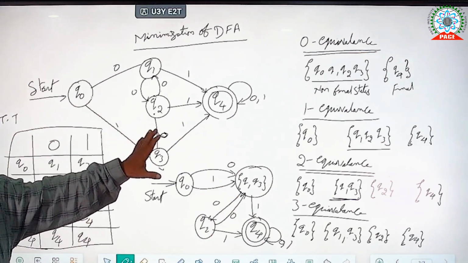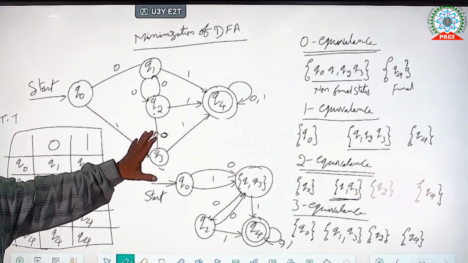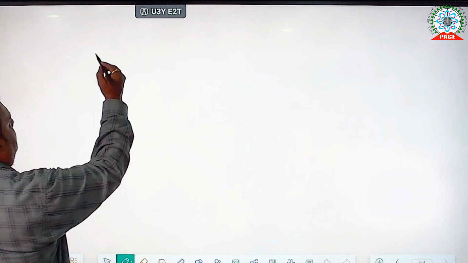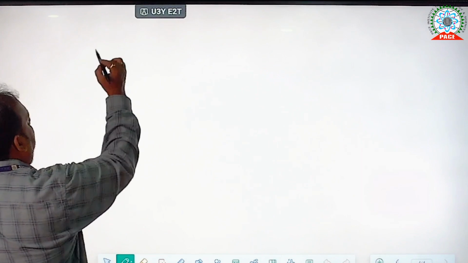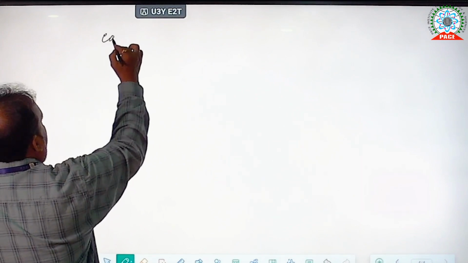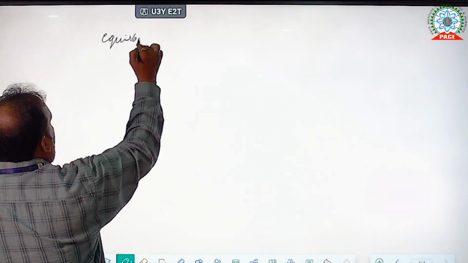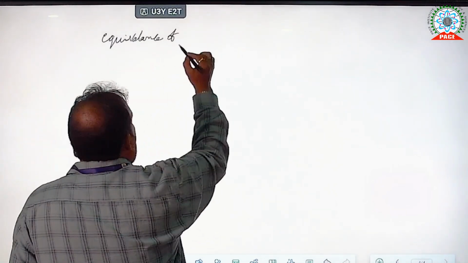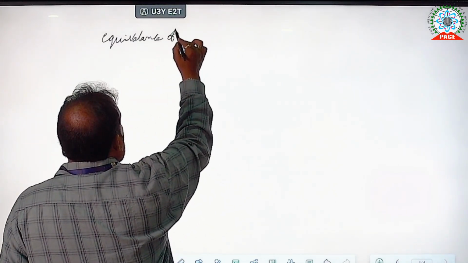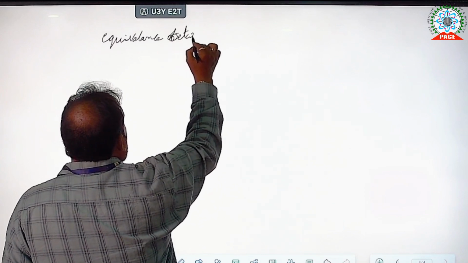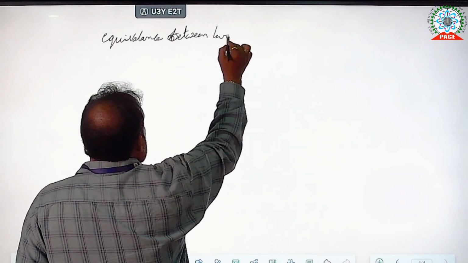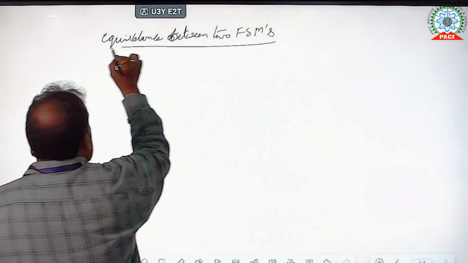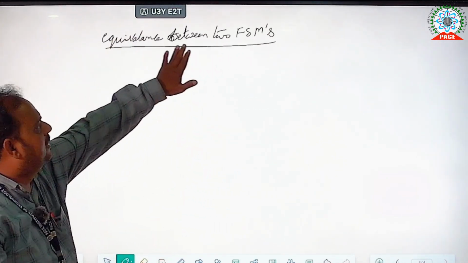Now we are discussing another concept, that is equivalence between two finite state machines. So here I am taking two finite state machines, like DFA diagrams.